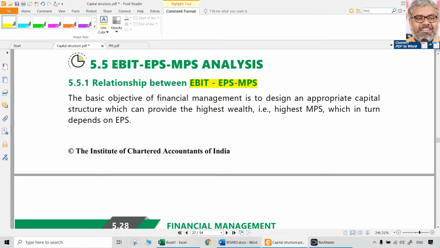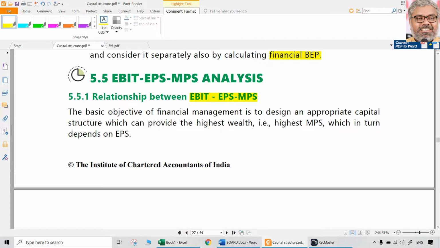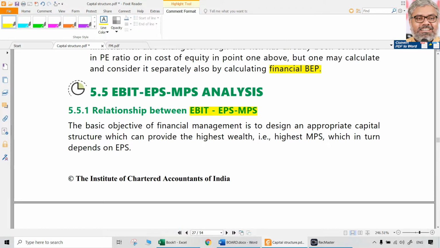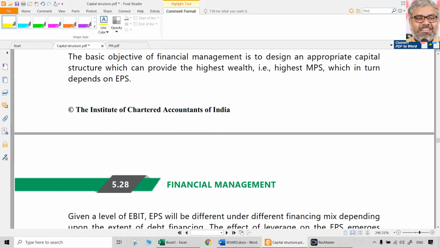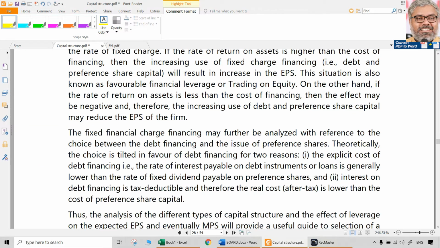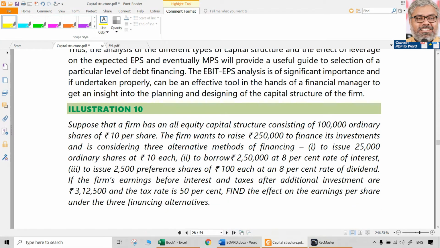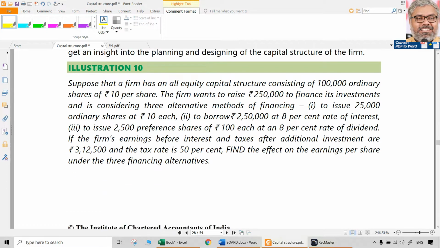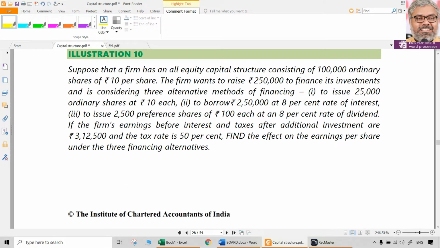Many a time these questions were given in the examination. So definitely one of the most important aspects in this chapter will be this EBIT, EPS, MPS analysis. So what is this basically? Actually, it is just a simple calculation. When EBIT of the company is given, we need to calculate EPS and also MPS depending upon the information that is available to us. So how to calculate EPS? We know that. How to calculate MPS? We know that. Both of them have to be just applied in the computations.